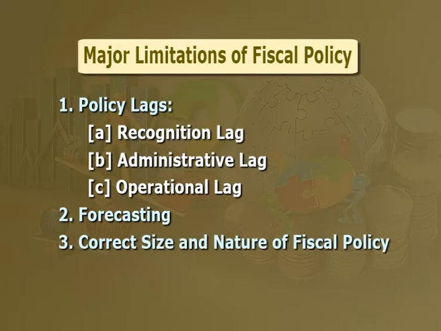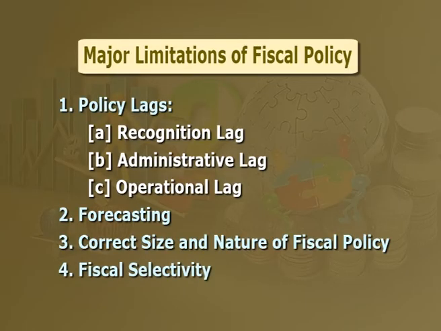Number 3, correct size and nature of fiscal policy. The most important necessity on which the success of fiscal policy will depend is the ability of public authority to frame the correct size and nature of fiscal policy on the one hand and to foresee the correct timing of its application on the other. It is, however, too much to expect that the government would be able to correctly determine the size, nature of composition and appropriate execution time of fiscal policy.